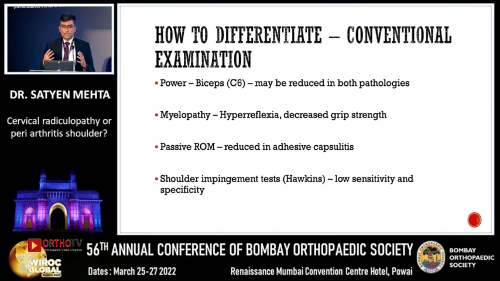Then in a normal examination, you often check the power. The power may be reduced in shoulder pathologies also. In your biceps, flexors, etc. will be weaker. If it is a myelopathy, obviously it becomes very easy to differentiate between those two conditions, but the other problems are more difficult.